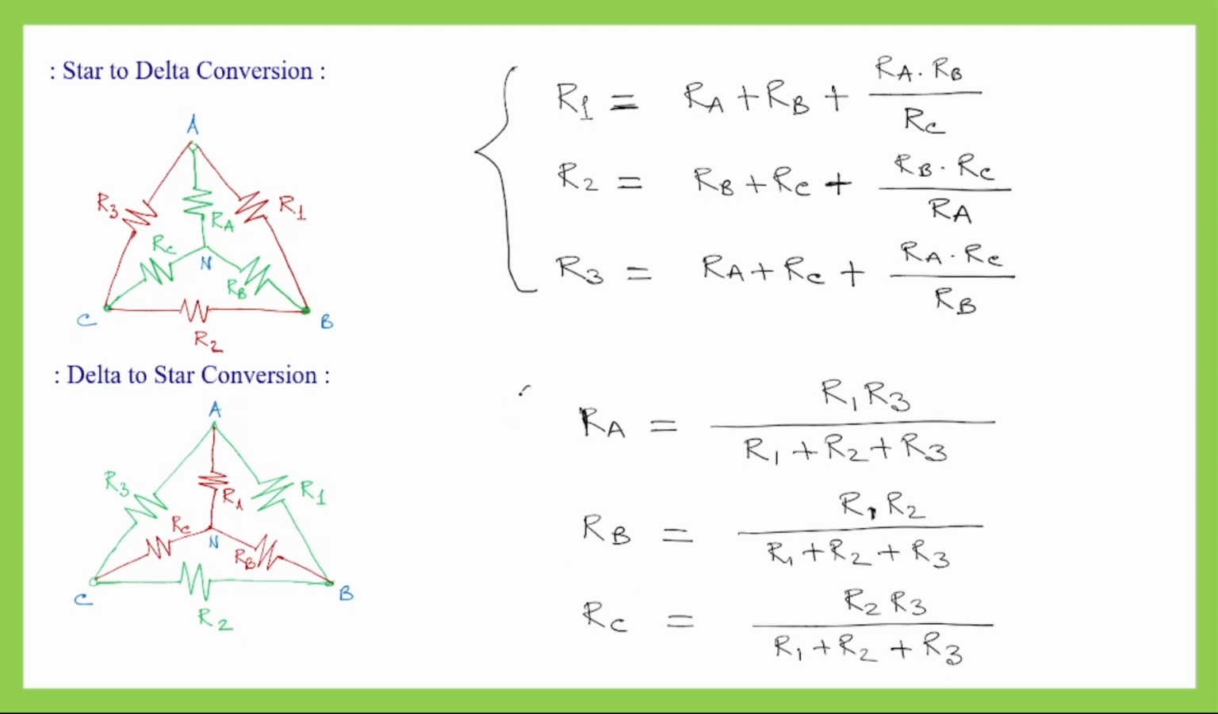So we have to remember these two sets of formulas of conversion between two types of connections, star to delta and delta to star. Now we will see the next electrical circuit where we will have this type of connection, and we will simplify that based on this conversion.